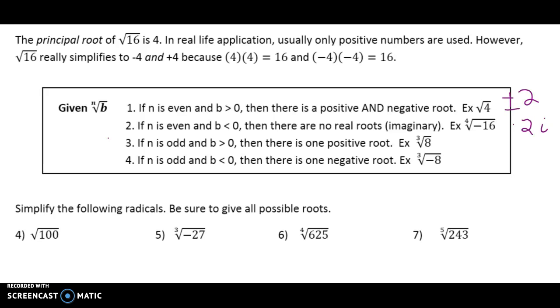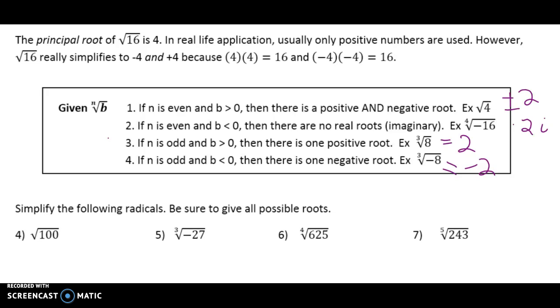Then it's odd, and b is greater than 0, so I've got cube roots. The cube root of 8 is 2. That's just that one answer, that one root. And then our last one, the cube root of negative 8, is negative 2. Okay, try those 4 examples on your own.